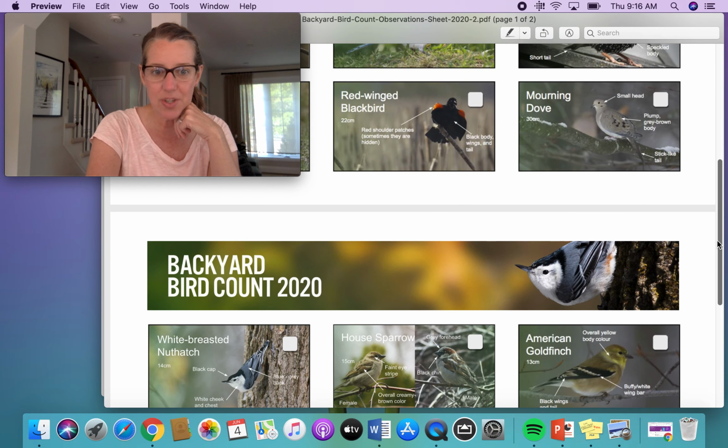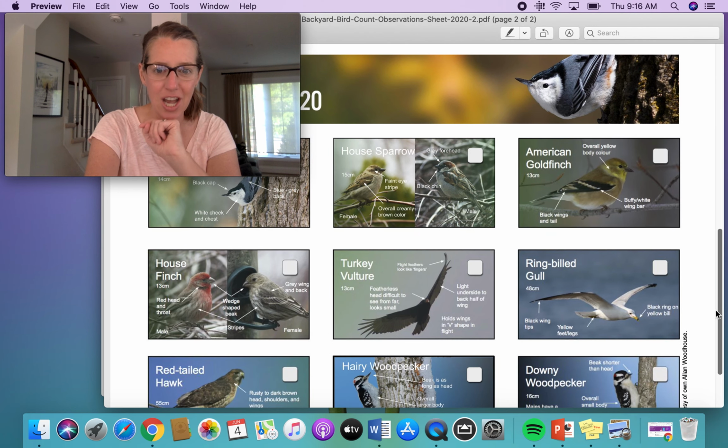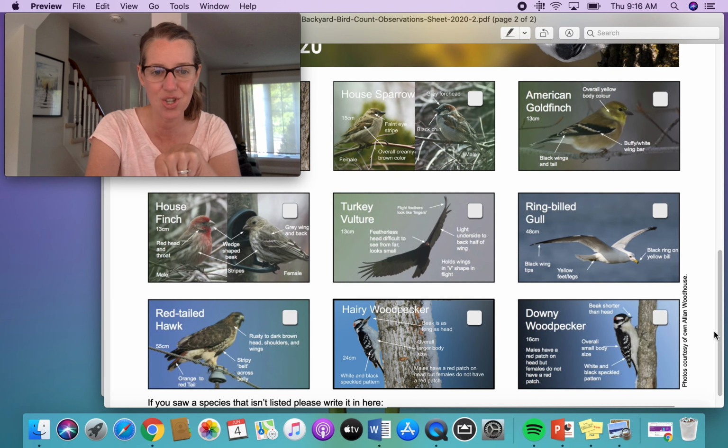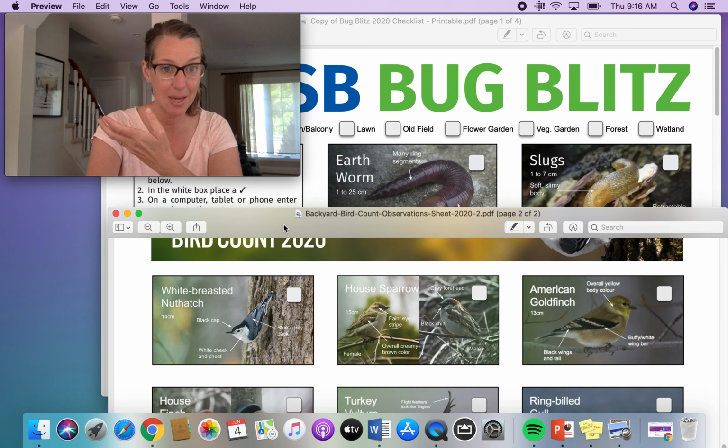Okay, so this one's a 2-pager, and you can look at the differences between a nuthatch and a goldfinch. Would you see a turkey vulture? I see them flying around my place all the time, way up in the sky. Some of the things that characterize different organisms, you can use this sheet to help you. So that was one of the first activities that they provided for us, the backyard bird count.